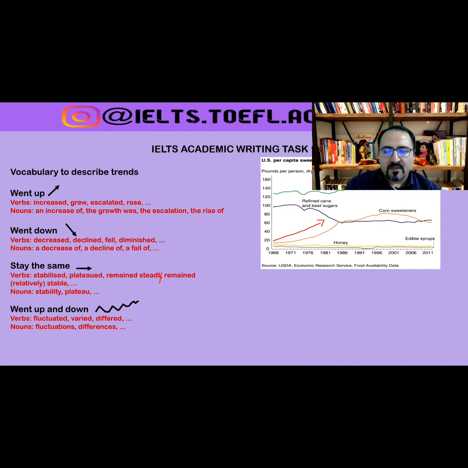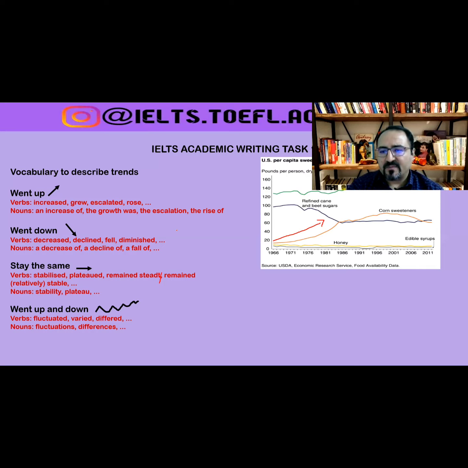The second set of verbs and nouns that we can use are for downward trend. For downward trend, we can use verbs like decreased, declined, fell, diminished, etc. Definitely we have different words, but I use just a few of them. And the noun forms of these verbs, we can say a decrease of, a decline of, a fall of, etc.